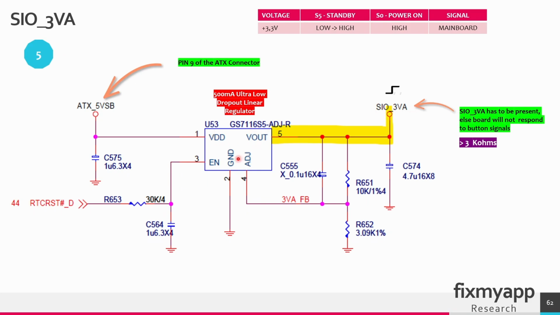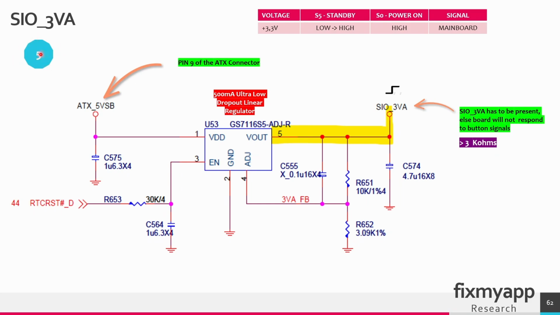To enable this voltage regulator, there is a signal called RTC reset. This has to be high because it's not in a reset state. When the signal is high, it will create an enable voltage that will turn this voltage regulator on. The resistance of this 3.3 voltage is higher than 3 kilo ohms.